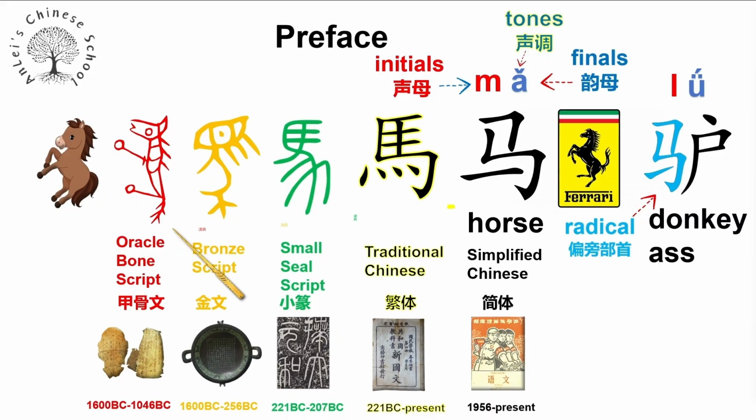Red color is the oracle bone inscription, golden color is the bronze inscription, green color is small script, black color with yellow edges is traditional character, black color is simplified character.